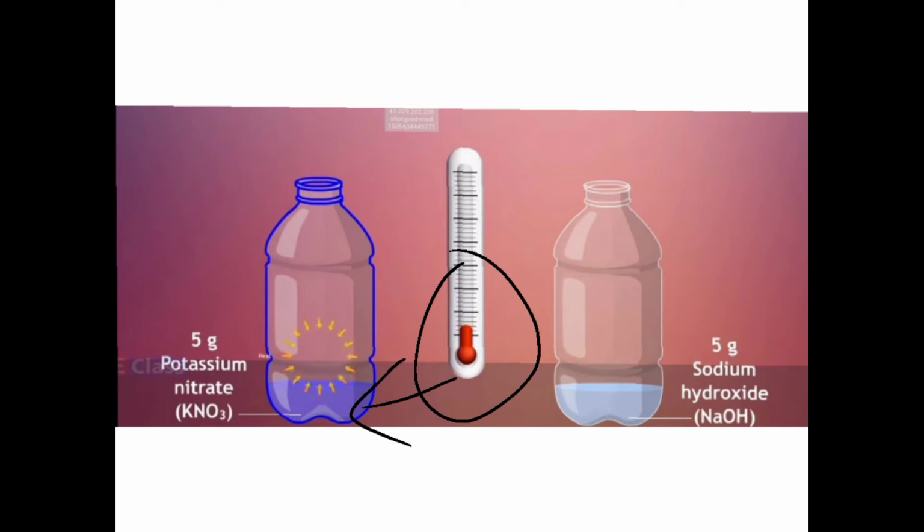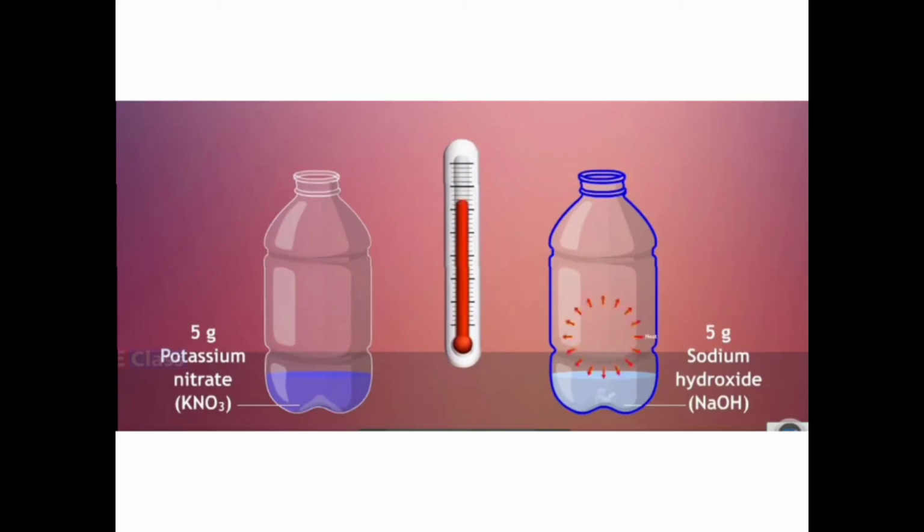Now, when solid NaOH is dissolved in water, heat is given out and therefore the temperature increases. You can see here the temperature has increased. So this is called an exothermic process. This is a simple example of the endothermic and exothermic process.